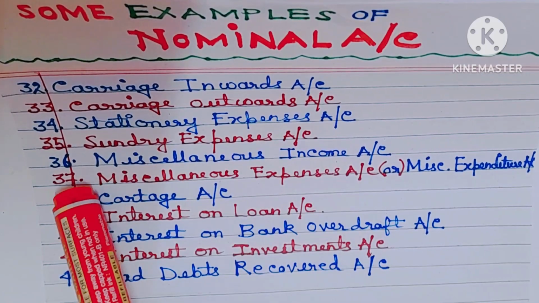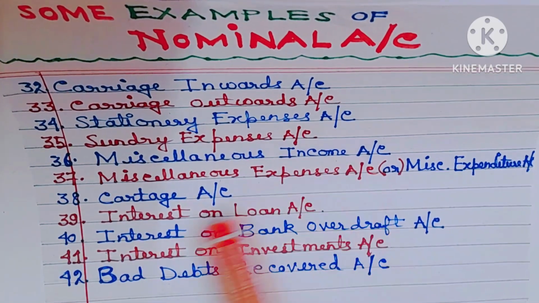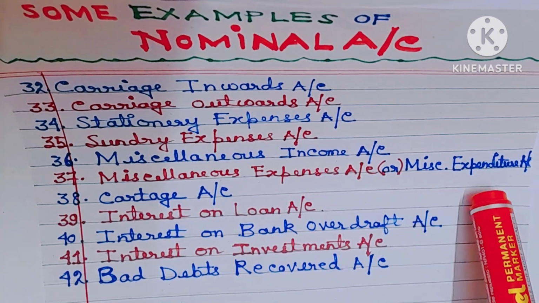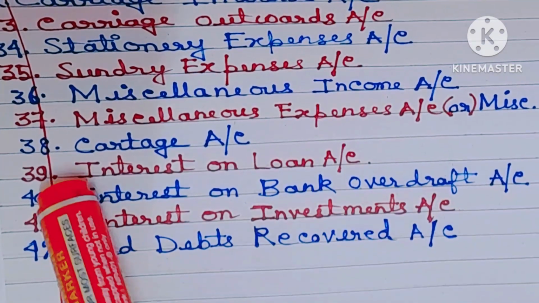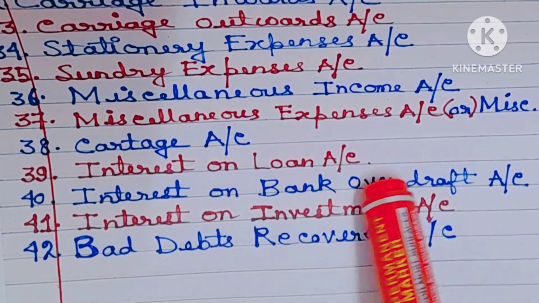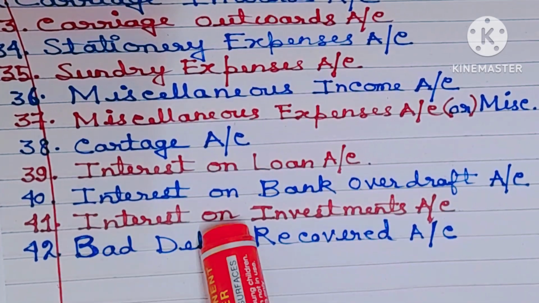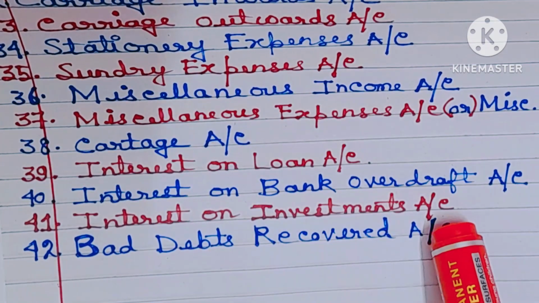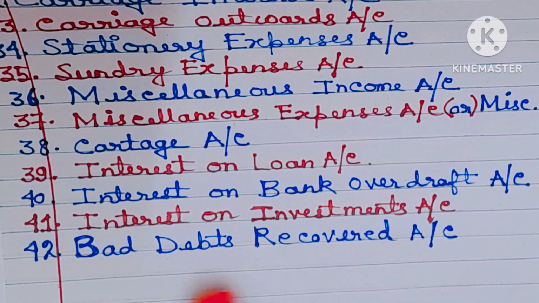Number 36, miscellaneous income account. Number 37, miscellaneous expenses account or miscellaneous expenditure account. Both are correct. Number 38, brokerage account. Number 39, interest on loan account. Number 40, interest on bank overdraft account. Number 41, interest on investments account. Number 42, bad debts recovered account.